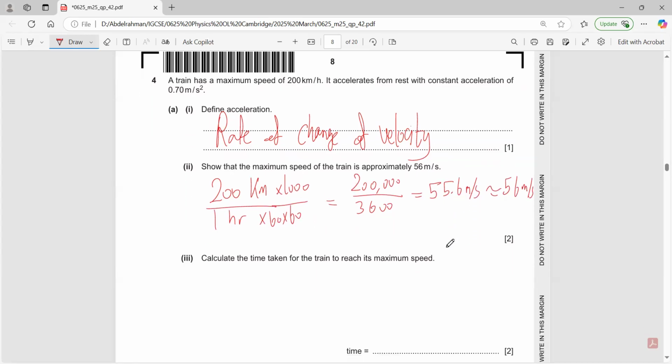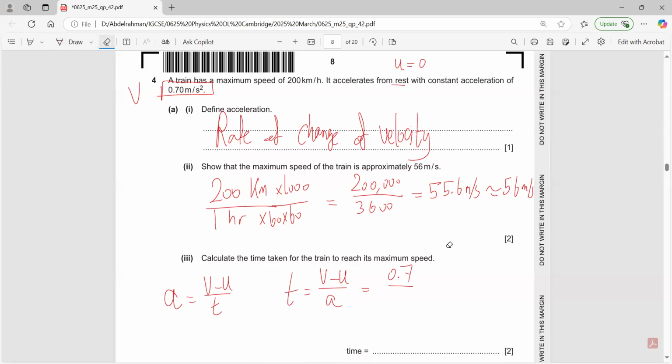Calculate the time taken for the train to reach its maximum speed. It has an acceleration of 0.7 meters per second squared. Can I find the time taken for it to reach the maximum speed at rest? So u was equal to 0. We have everything. We need to find the time. What's the equation? a equals v minus u over t. We can rearrange the equation to find the time. So time equals v minus u over a.